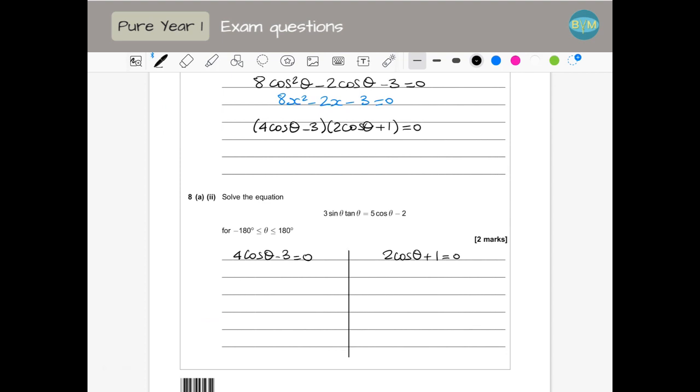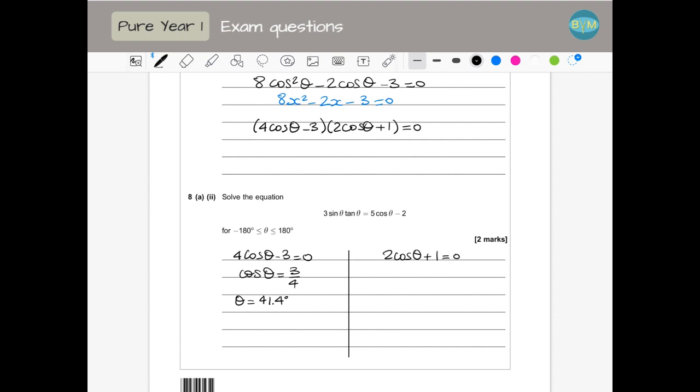So in the first case, that means that cos theta is 3/4. You do cos minus 1 with the calculator, and you get that theta is going to be 41.4 degrees. 41.4 degrees to 1 decimal place, or 3 significant figures. I have the interval minus 180 to 180, so I'm going to see if I have more solutions.